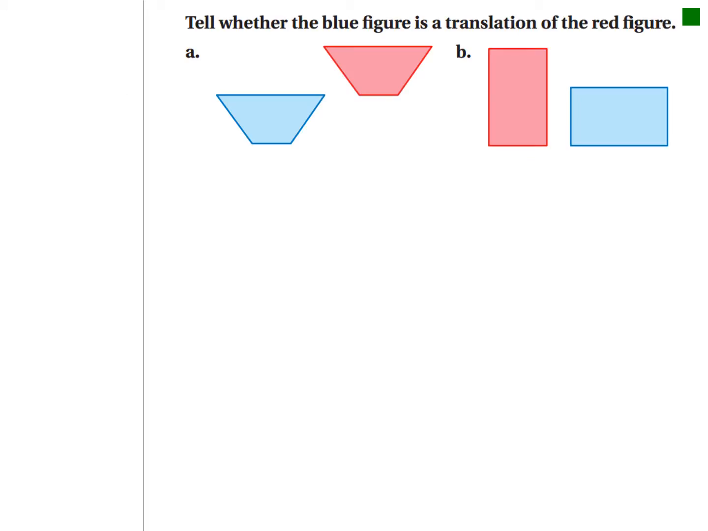Our very basic understanding of translation has to come from looking at a figure. So that's what we're going to practice right now. Tell whether the blue figure is a translation of the red figure. That means red is our pre-image and blue is our image.